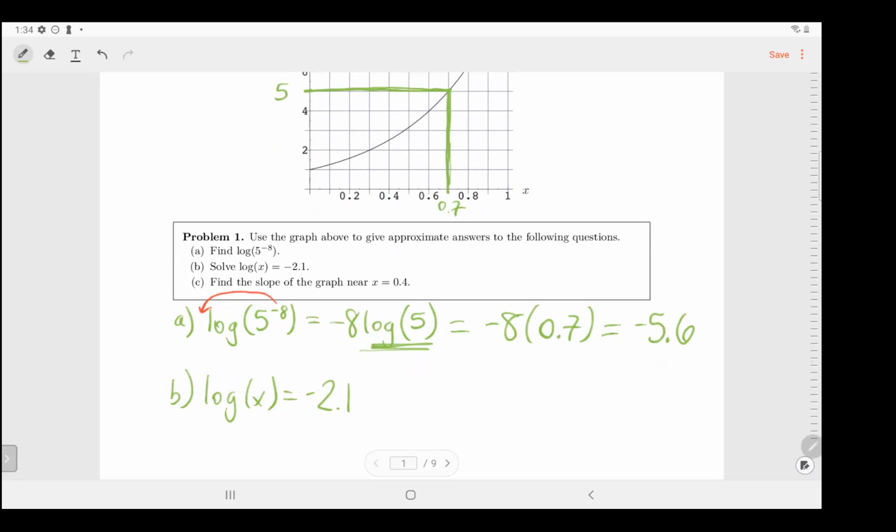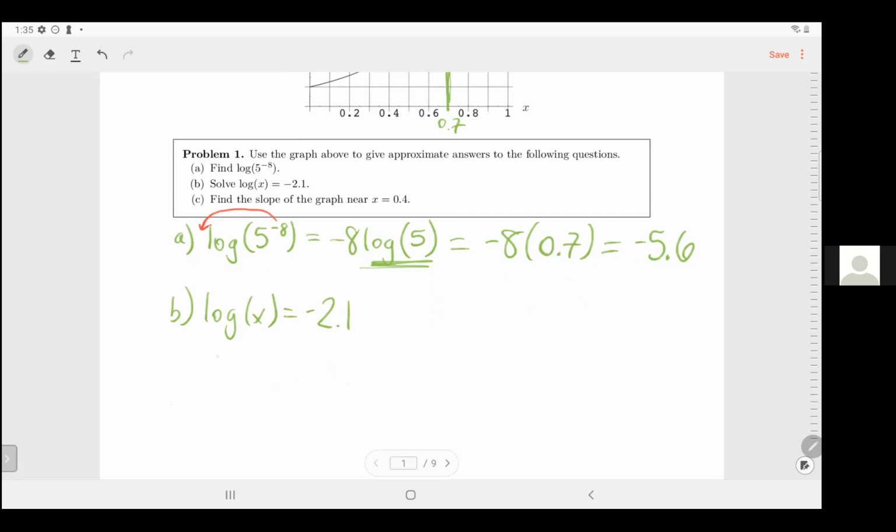Okay, so for this one, I'm looking at this and I'm saying, okay, log of x equals negative 2.1. Okay. Unfortunately, I can't really do a whole lot with the graph yet because it's a negative number. So does anyone have a suggestion of what I might try? Wouldn't you take the power of 10 to both sides? Cool, I like that suggestion.